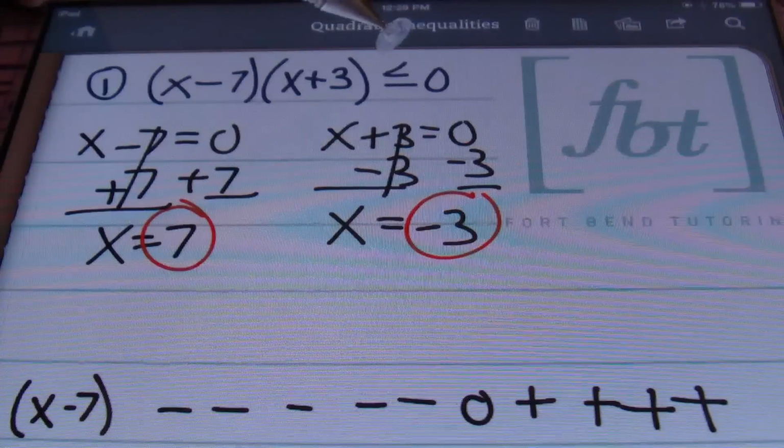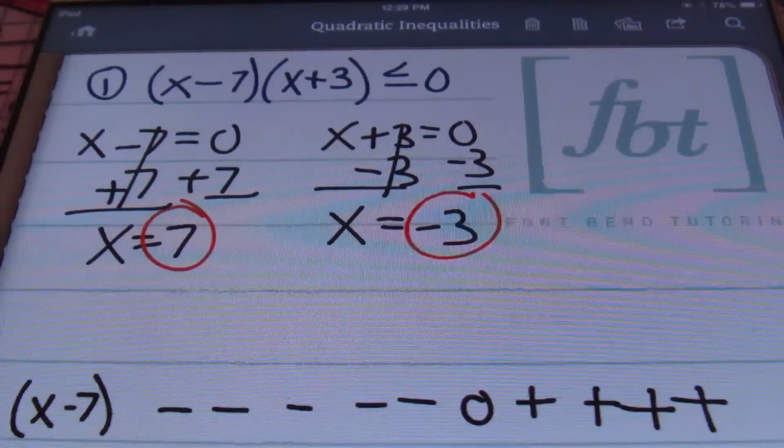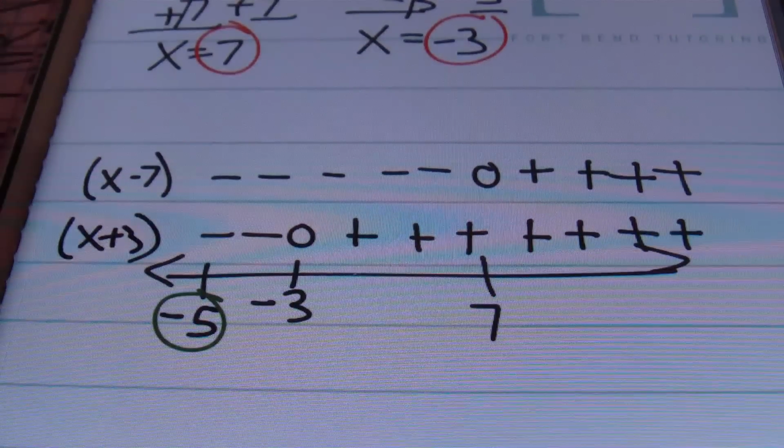the inequality must be less than or equal to 0, meaning negative numbers are going to be a solution to the inequality, and the value of 0 is also a solution to the inequality. So what I'll do here in my sign chart is the following. I will find out the products of these signs here.